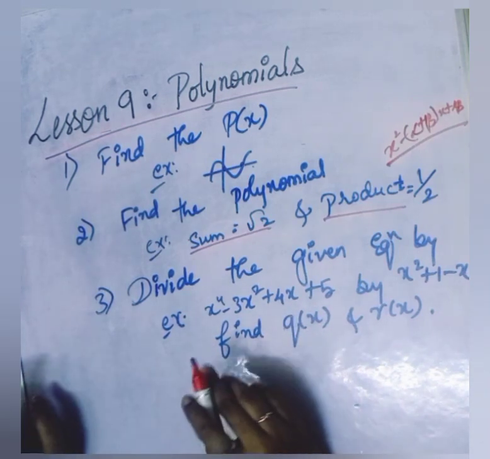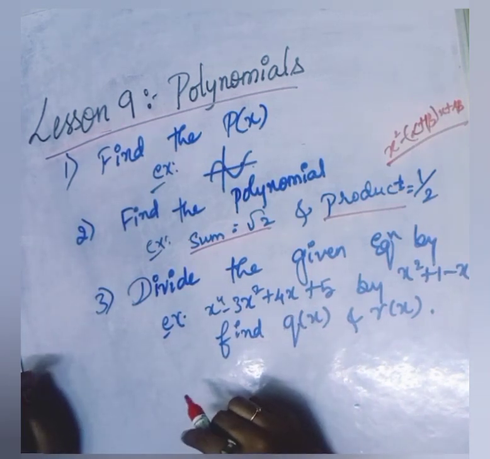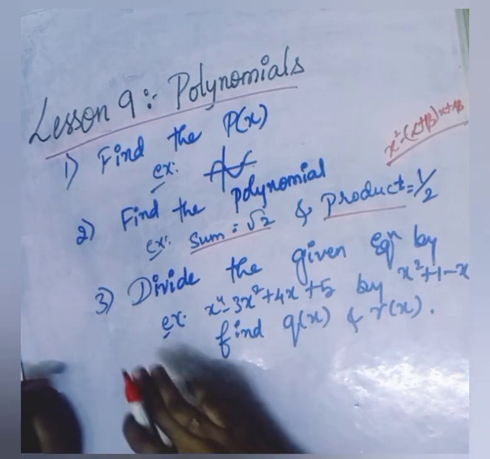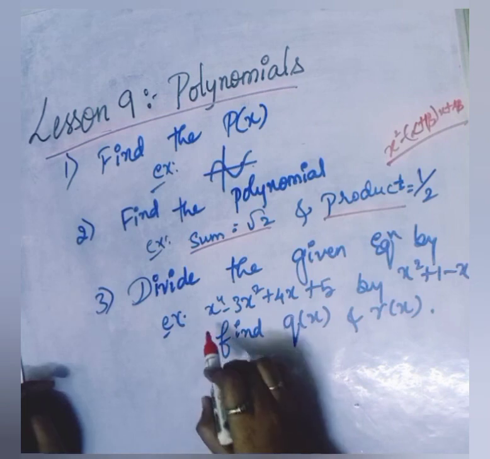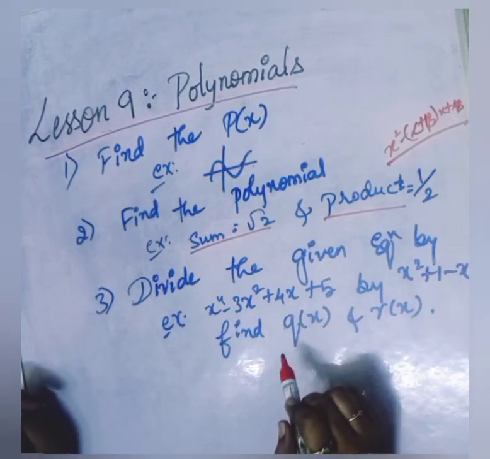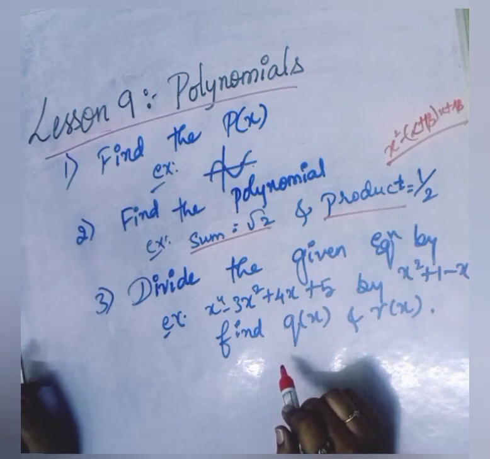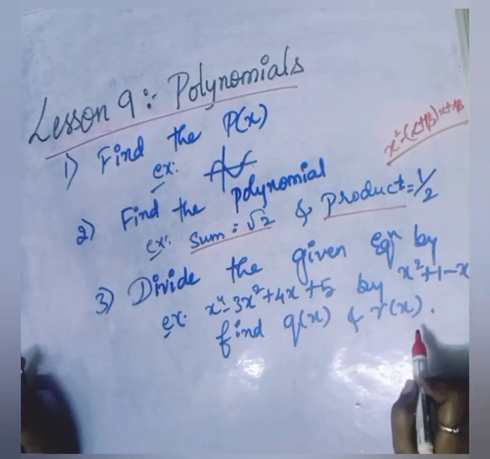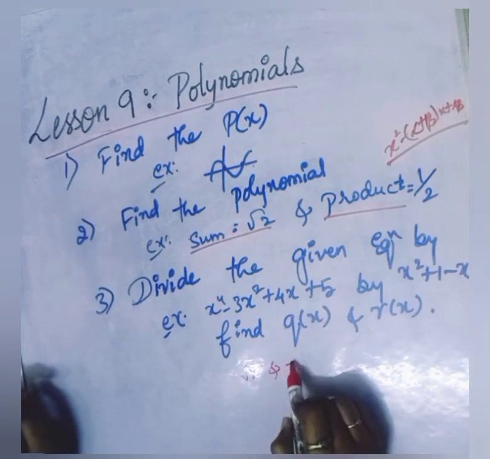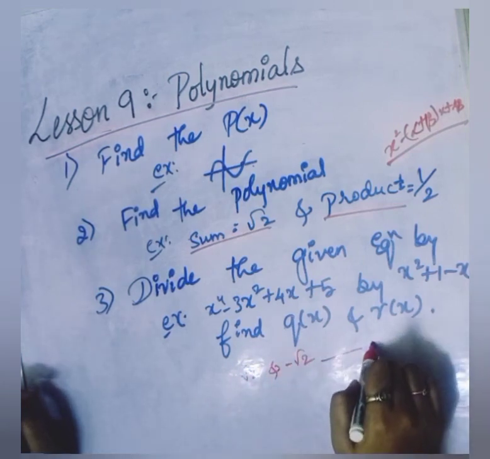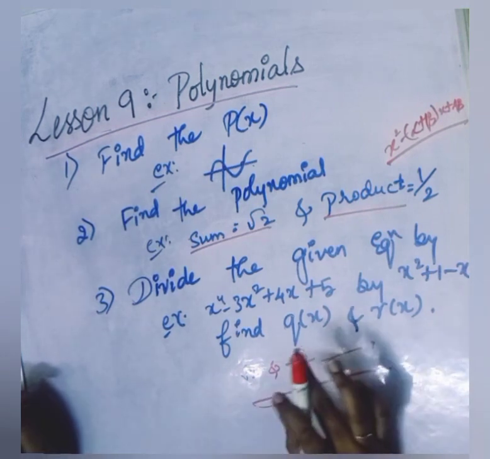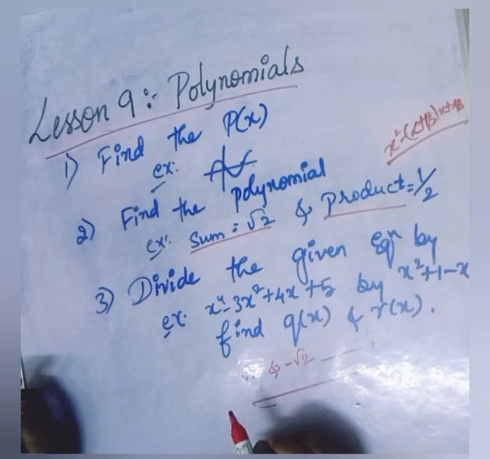Another confirm question is dividing the given equation. They may not give the exact polynomials also, then you need to divide that equation. Here I have an example: x power 4 minus 3x square plus 4x plus 5 divided by x square plus 1 minus x, and you need to find out the quotient and remainder. Otherwise they may give root 2 and minus root 2 as the roots of the equation, and divide the given equation. Like that they may also ask.